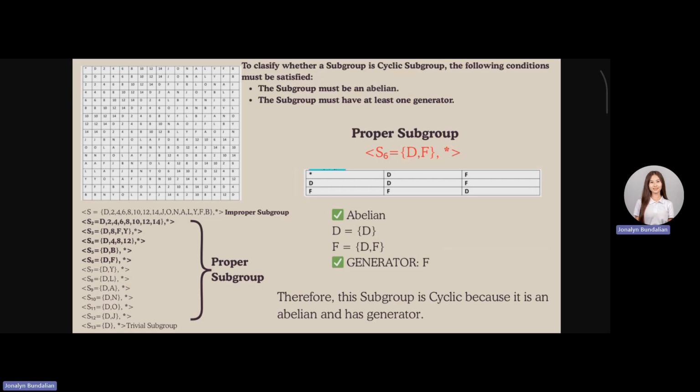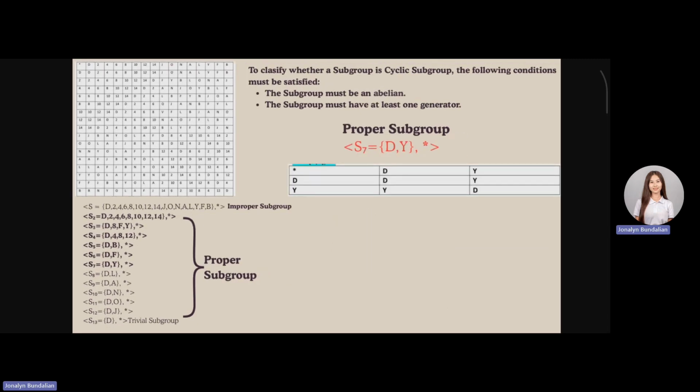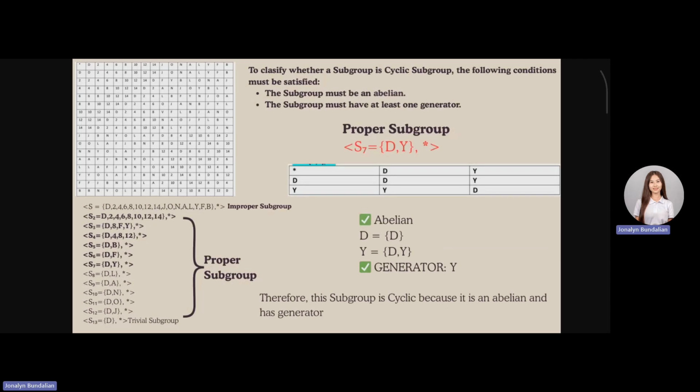D is equal to D, F is equal to DF, and our generator for S sub 6 is F. Therefore, this subgroup is cyclic because it is abelian and has a generator. Next, for S sub 7 is equal to DY, we will check if it is abelian and must have at least one generator. So the S sub 7 is abelian.